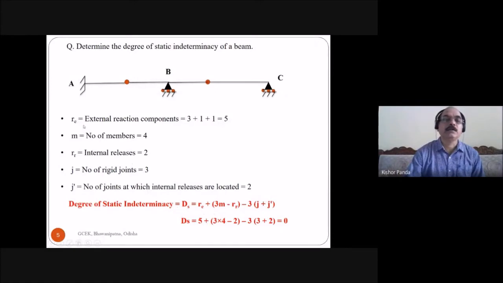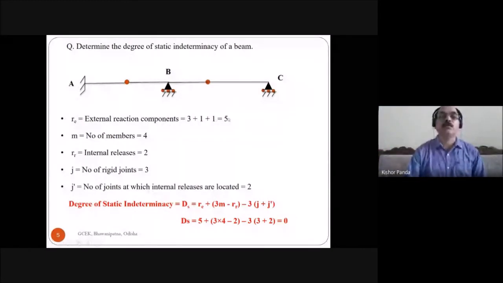First, here you see what is the total number of external reaction components. Here the reaction is 3, and here the reaction is 1, and here the reaction is 1. 3 plus 1 plus 1, so this is equal to 5. The external reaction component is equal to 5.